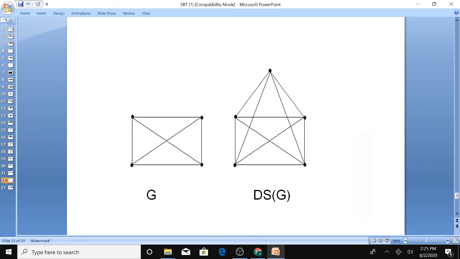Now let us take this example where G is a graph with 4 vertices and all the 4 vertices are of degree 3. So we add a new vertex and we join that vertex to all other points. So this is the degree splitting graph of G.